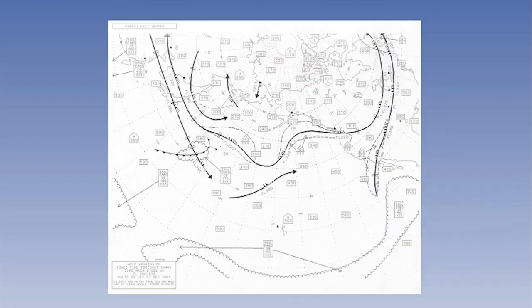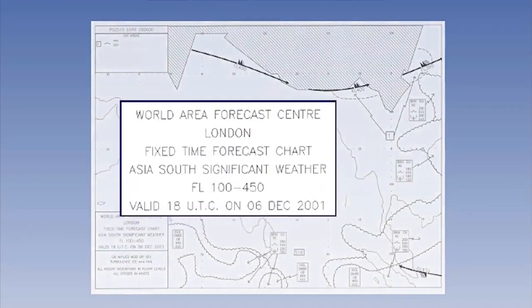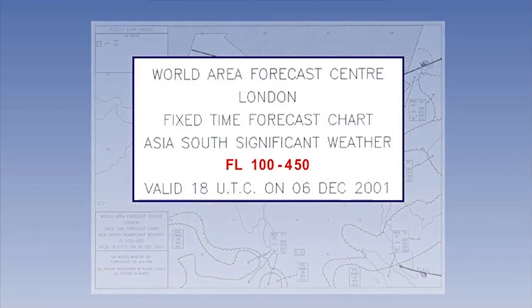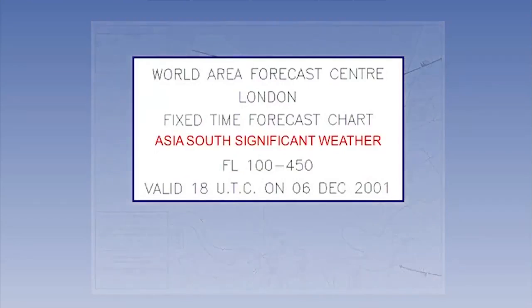Occasionally, the word prob will be assigned to an area of CAT, which implies that there is a lower probability, though still significant chance of CAT being experienced. The legends which are used on the medium-level SIG weather charts are similar to those on the high-level charts. The exceptions are the text line, which clearly highlights that these charts are valid between flight level 100 and flight level 450, and that an area abbreviation is used to highlight the chart area rather than an ICAO letter.